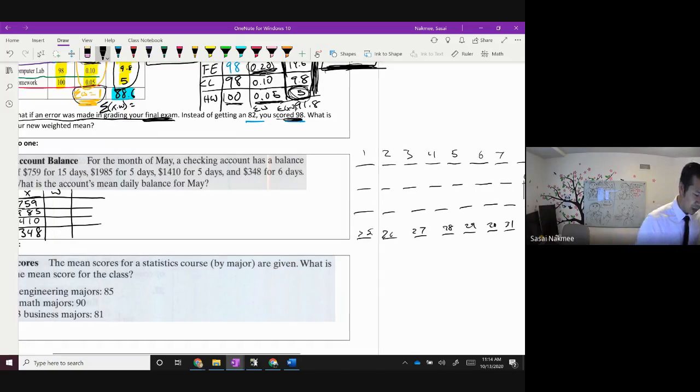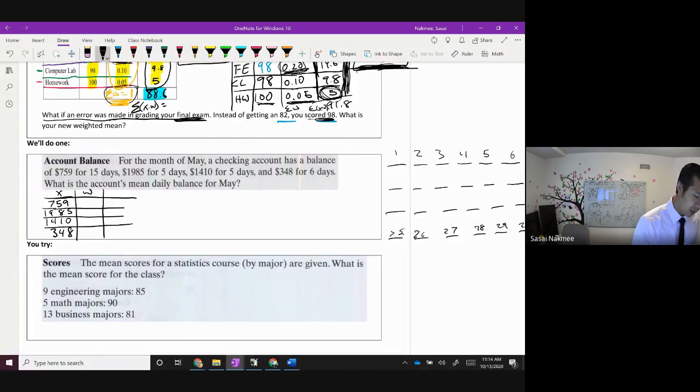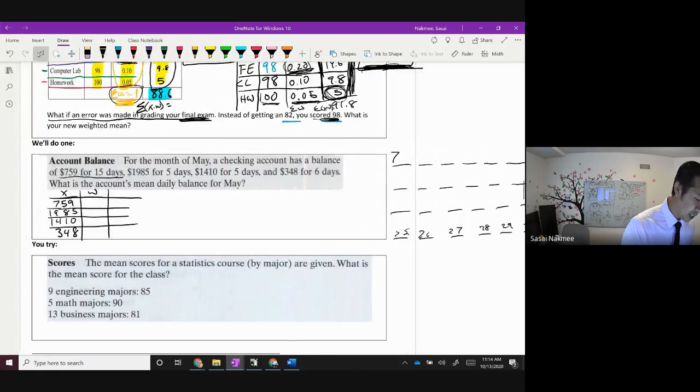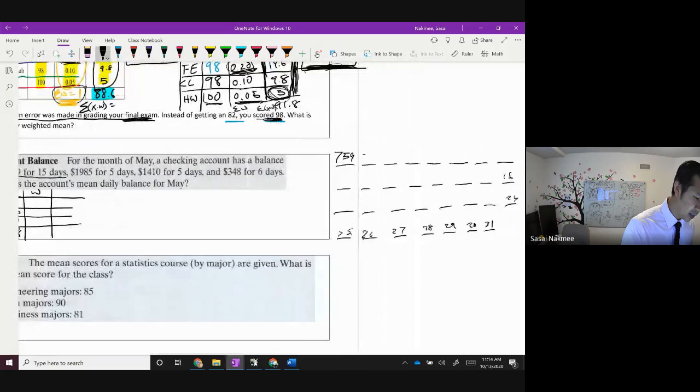What this data represents, right? For example, right here where it says 759 for 15 days, what this is saying is in this person's bank account, for 15 days, this guy had $759. So 759 here, 759 here, 759 here, all the way, for 15 days.